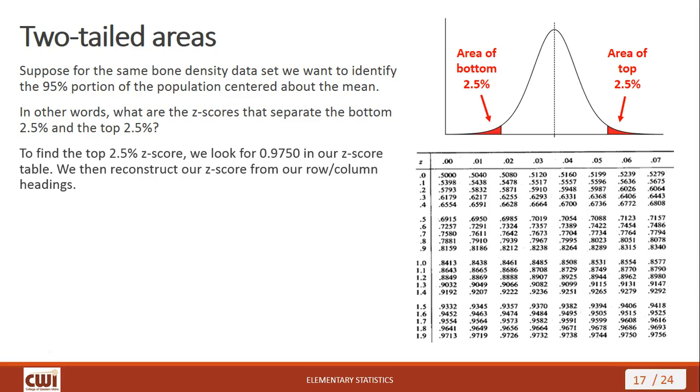The area to the left of the z-score is what's reported in the table. So we want to find this area to the left of this z-score here. And we do that by taking the complement of the 2.5%. So now let's look in the table to see, can we find where is 0.9750 in our z-score table?